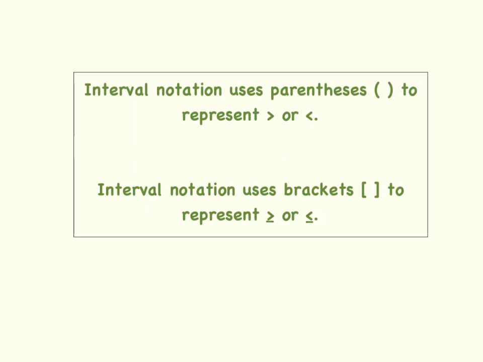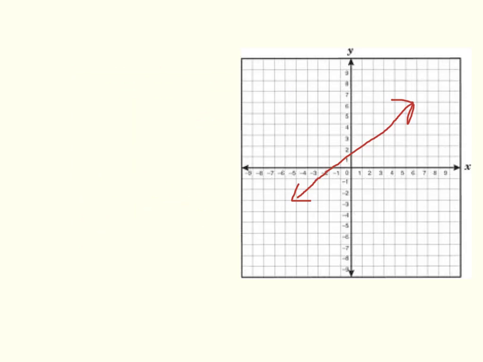Now let's look at some examples of how we use inequalities to represent domain and range. In our first example, let's look at a line that does not have endpoints, that extends infinitely in both directions. This line really extends in four directions. If you look at this part of the line, you see that it continues infinitely in a downward and leftward direction. And if you look at this part of the line, it extends upward and rightward.